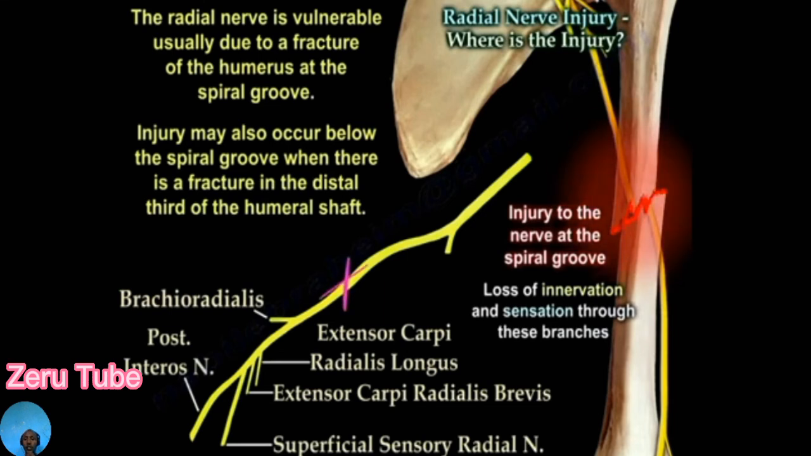So with injury to the nerve at the spiral groove, there is loss of innervation in its sensory and motor branches. So the patient can have paralysis of muscles like brachioradialis, extensor carpi radialis longus, and extensor carpi radialis brevis, and the patient can lose superficial sensation of the radial nerve.